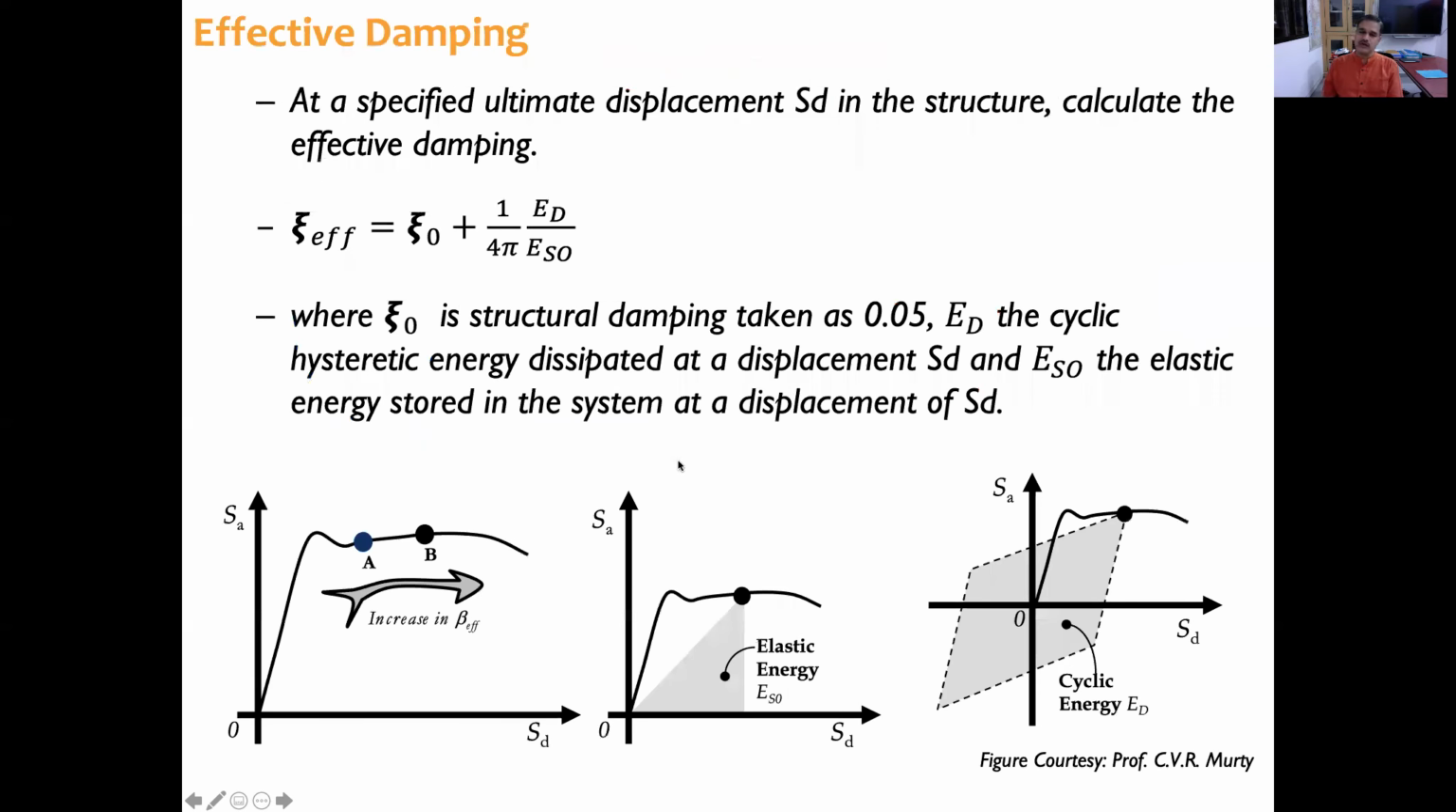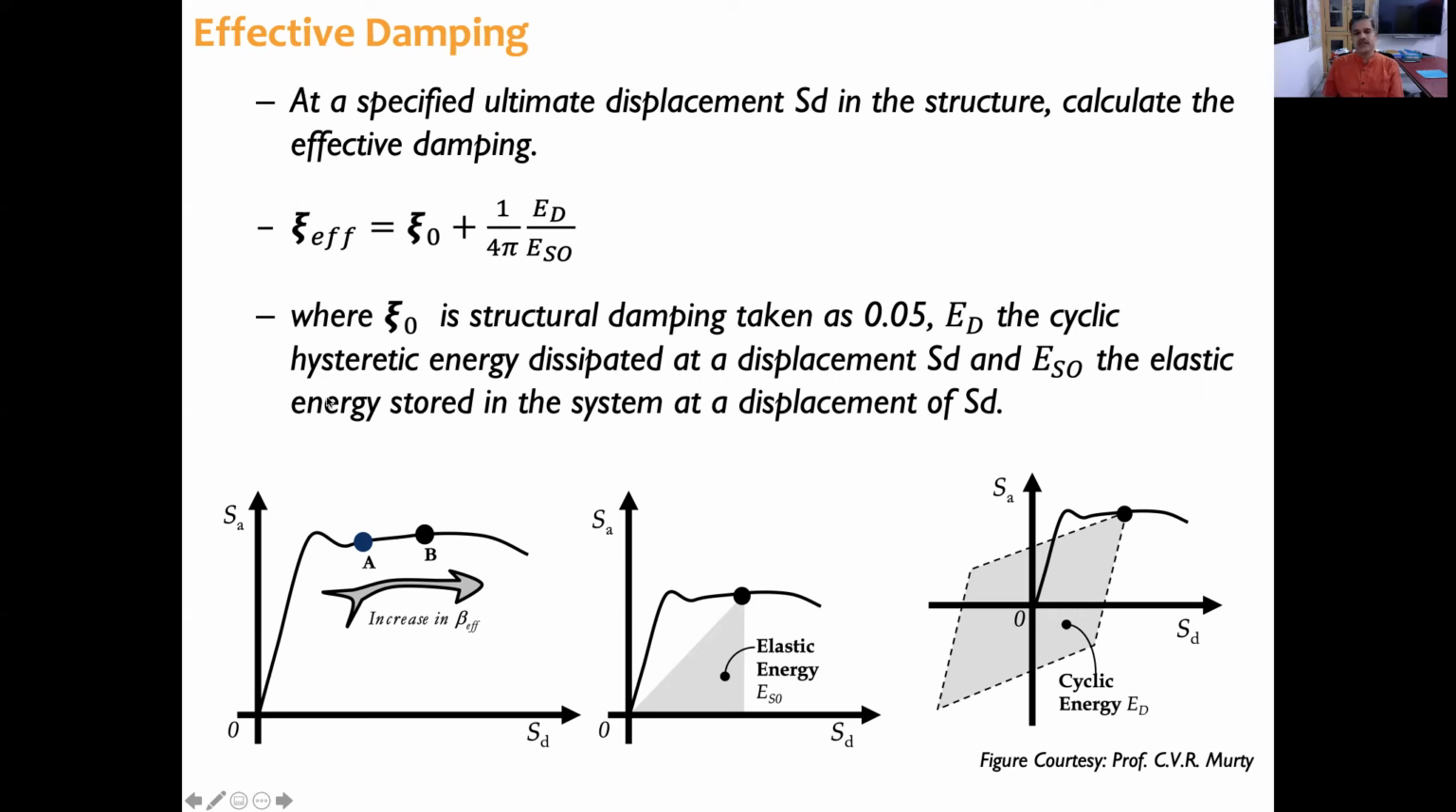Now, when we are performing nonlinear pushover analysis, we need to find out the demand spectrum. The demand spectrum depends on the effective damping. This effective damping can be computed at any specified displacement, at a specified ultimate displacement, that is SD, in the pushover curve. Let's take B as a point of our interest. At this point, what will be the effective damping? Zeta 0 is 5% damping, that is the initial damping we take. And to get the effective damping, we use this expression.